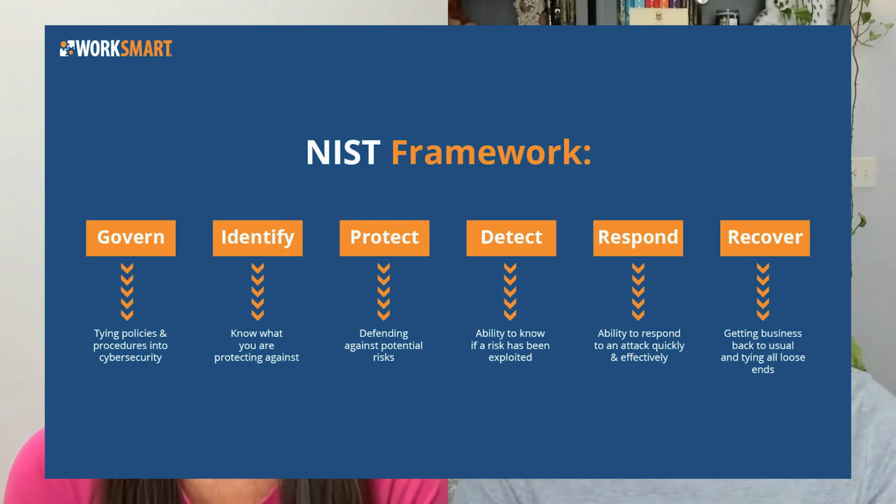And then the final functional area, Recover, is all about getting your business back to business as usual, back to the desired state of operations, and tying everything up, getting everything clean, and putting this event in the past and moving forward. So that's the standard in a nutshell. Yeah, and obviously all 6 of those pieces work together simultaneously, ongoing, to keep your organization at the top of its game as far as security posture.